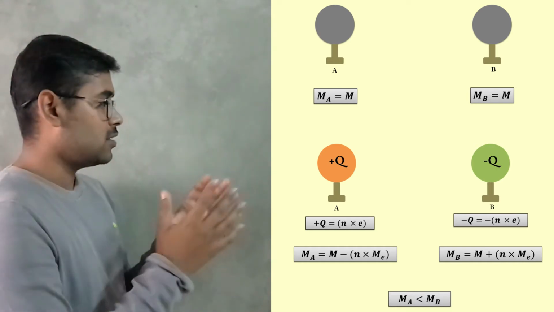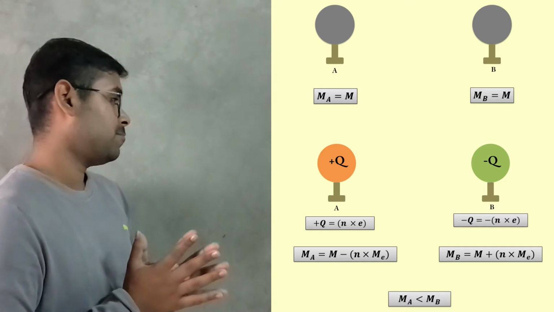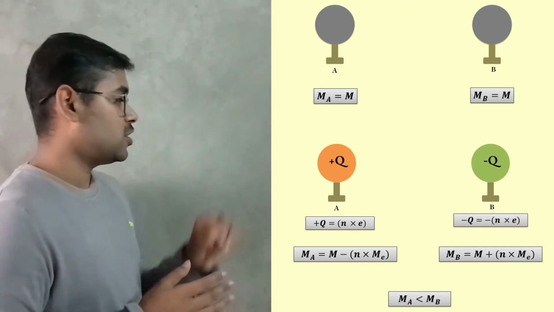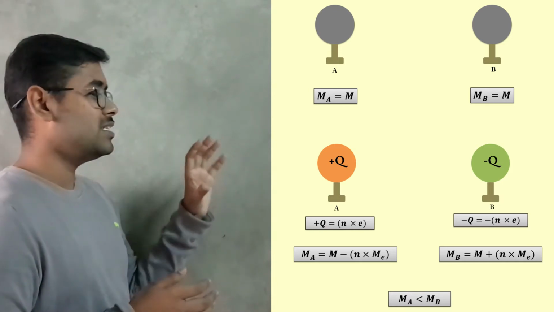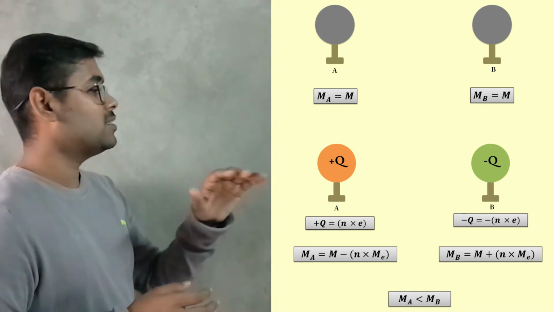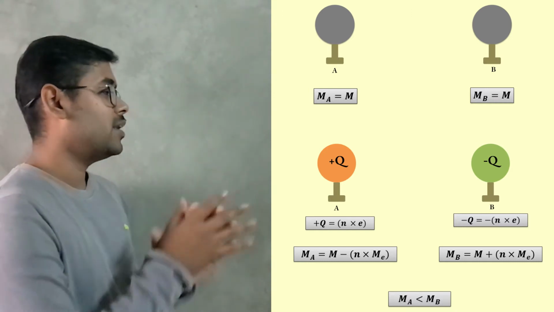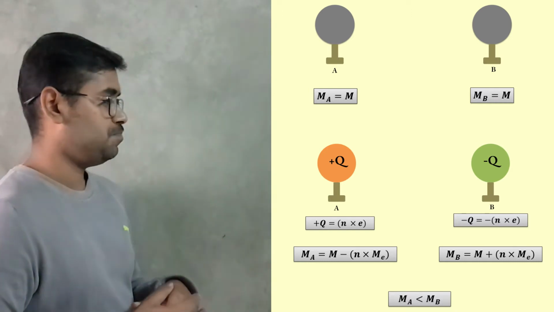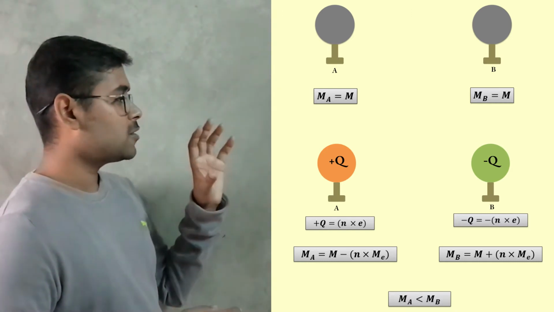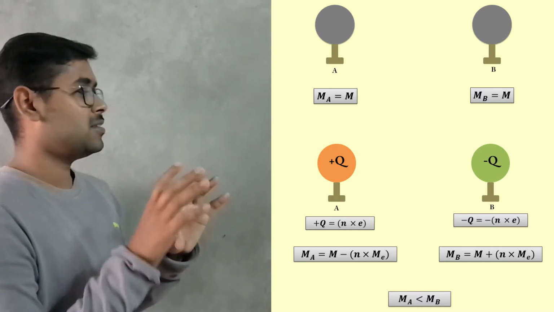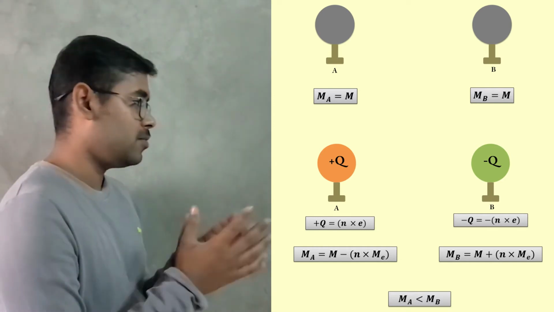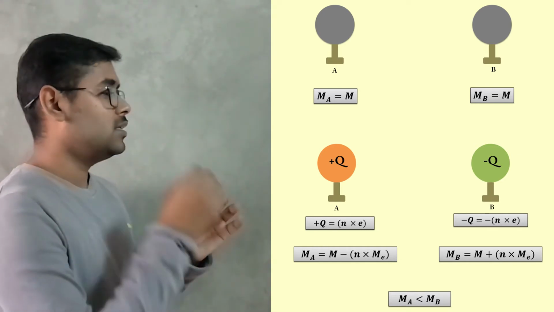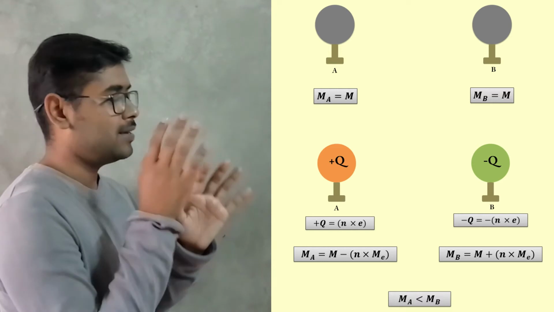Now after charging, if you look at the masses of these spheres, mass of sphere A is equal to m minus n into me. Here m is the initial mass and n is the number of electrons that are removed and me is the mass of electron. Similarly, the mass of B is equal to m plus n into mass of electron. Here m is its initial mass and n is the number of electrons that are added and me is again the mass of electron.